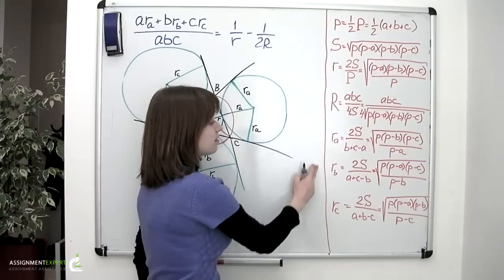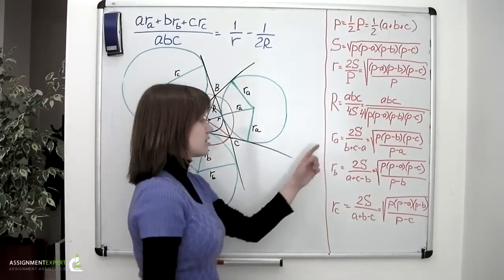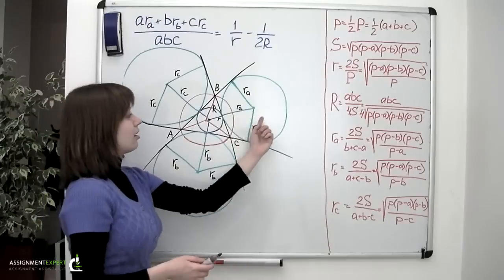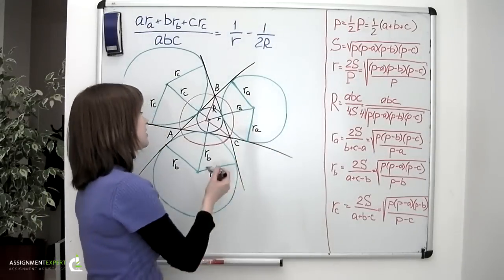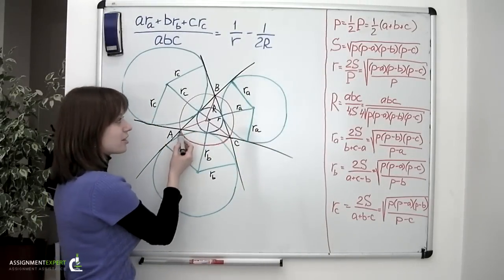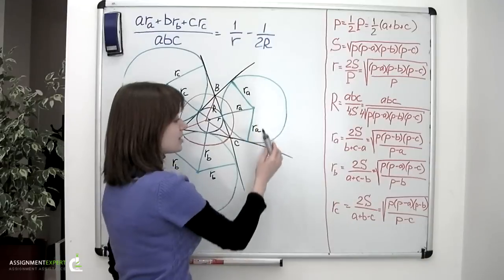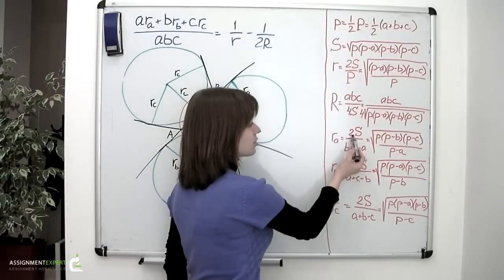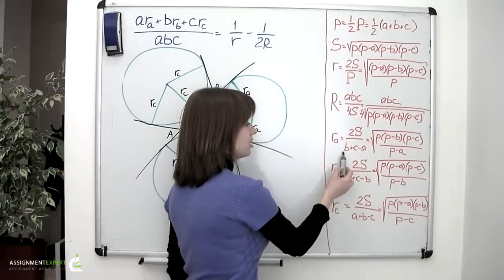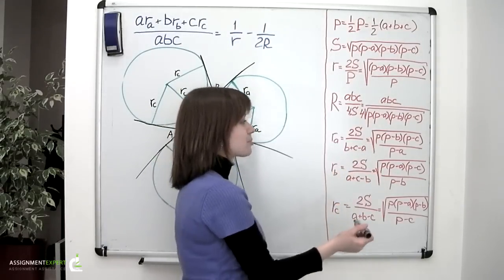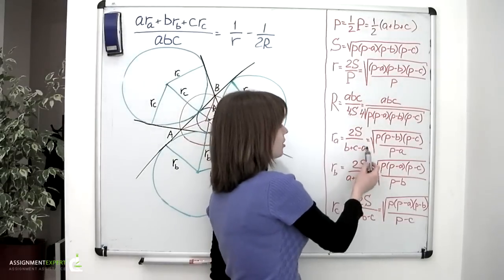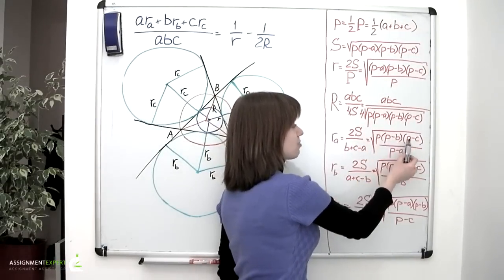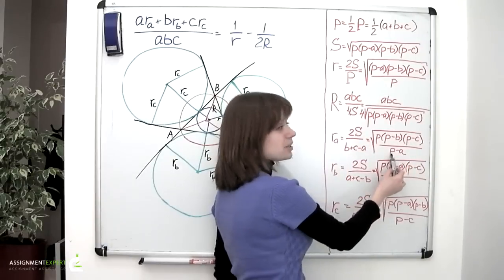Then there are the exradii. So r_a is the exradius of the excircle lying opposite to the angle A of the triangle, and it is calculated by these formulas. So it is 2 times the area divided by (b plus c minus a), or in terms of the semi-perimeter, it goes as the square root of p times (p minus b) times (p minus c), and this all is divided by (p minus a).